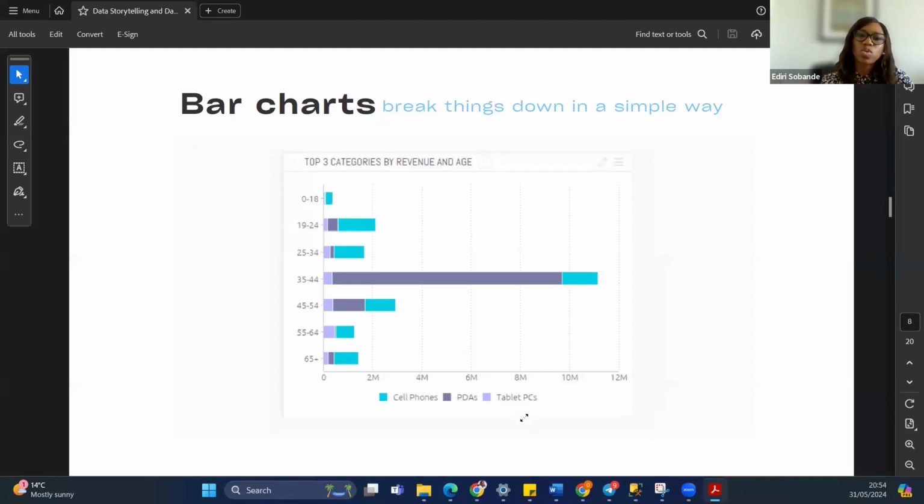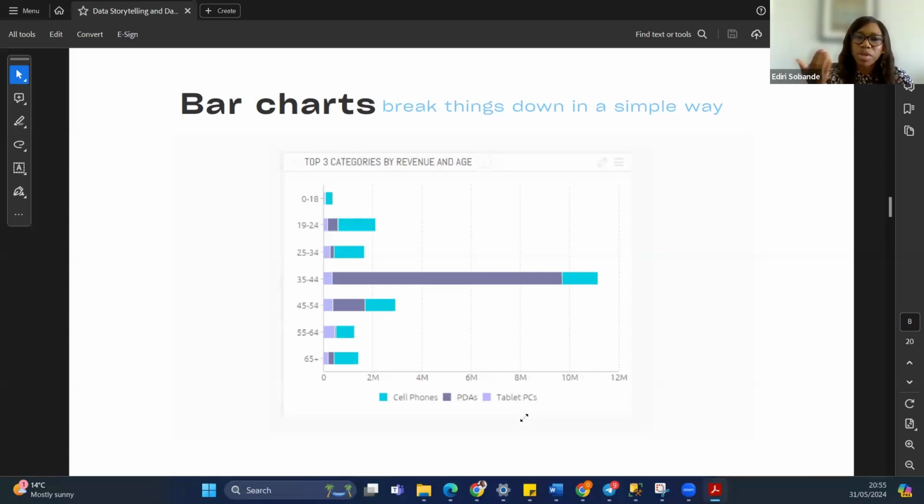And for a bar chart, you can also combine different parameters. So here you can see the three different products shown by revenue and also by age. The products are highlighted in different colors. So at a glance, you can see which of these products is being purchased the more, which one users are purchasing or subscribing to the more. So you'll be able to make decisions or ask more questions around this.